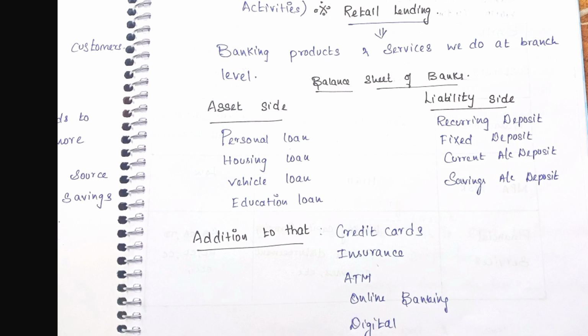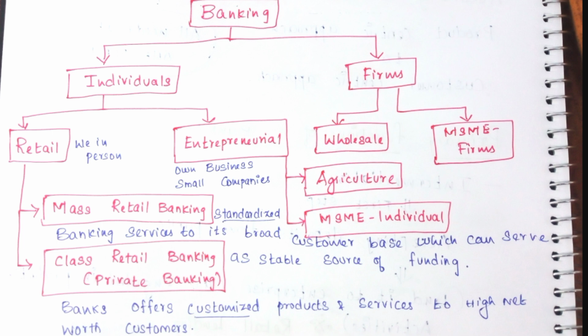On the liability side, we all know, whatever deposit the customer pays to us, we need to give back. So all the deposits come under the liability side, like RD, FD, current account as well as savings account. In addition to that, we also give credit cards, insurance, ATM, online banking, everything. Okay, if we separate banking into two, it will be individuals as well as firms. Individuals means retail or small companies and small entrepreneurs, whereas wholesale and MSME come under firms.